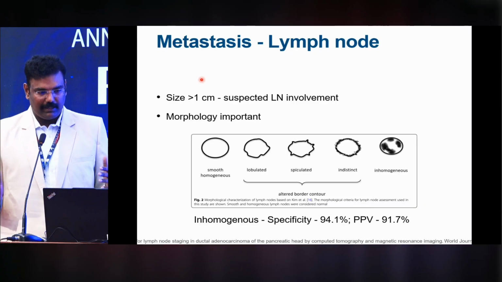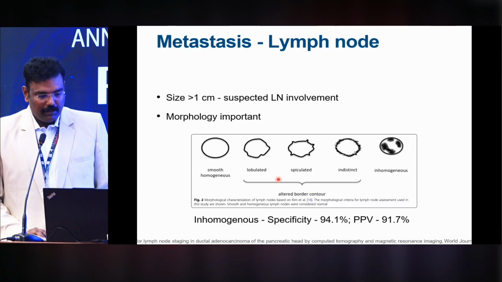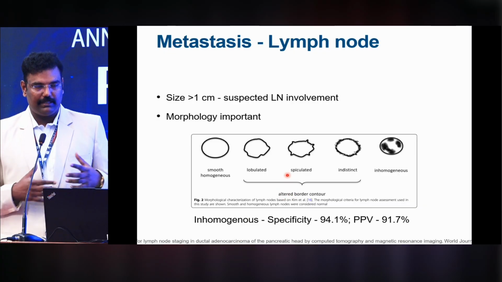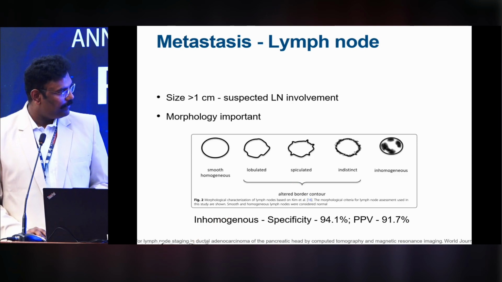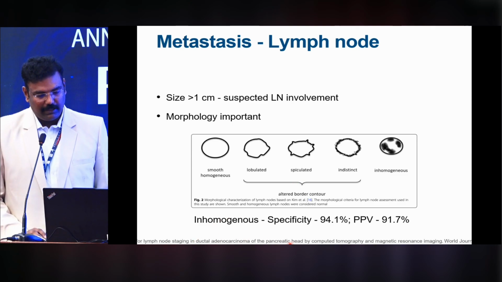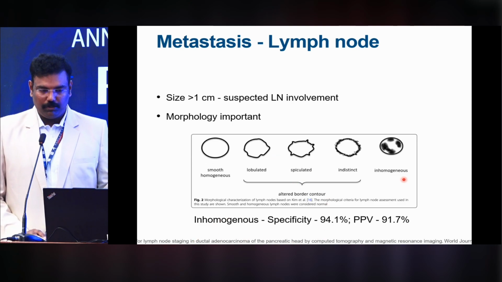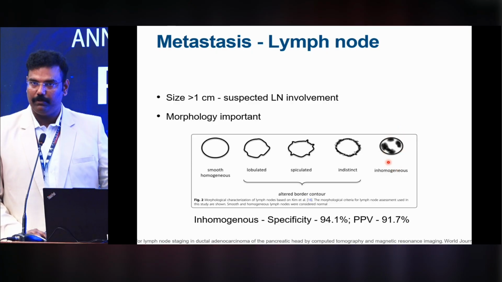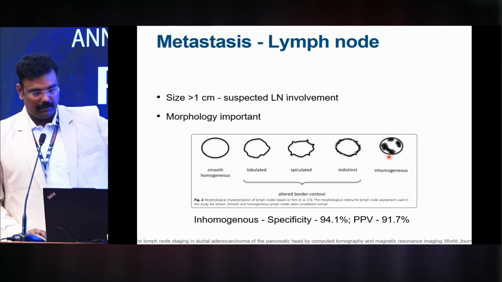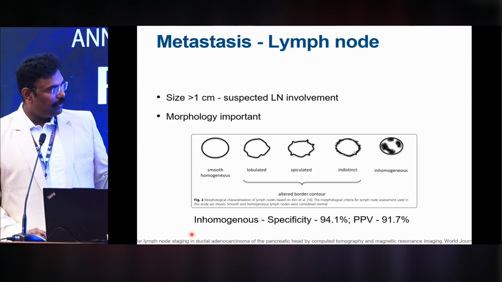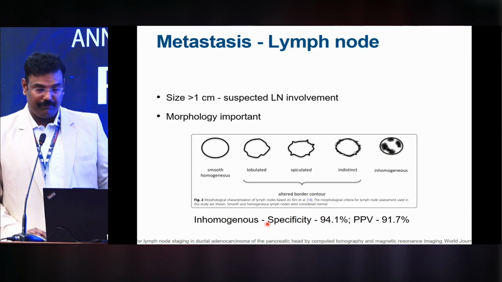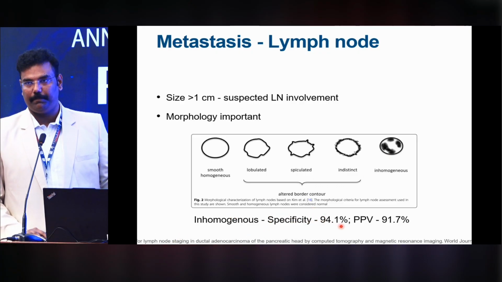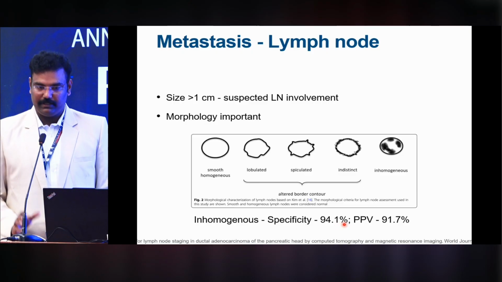Generally, we think in terms of size greater than 1 centimeter, but of late we have started assessing the morphology, and this is a very good paper which was published in the World Journal of Surgical Oncology, which showed that the morphology with respect to the lymph node, if it is an inhomogeneous type, the rightmost type, then the specificity for lymph node metastasis is around 94% and the positive predictive value is 91.7%.